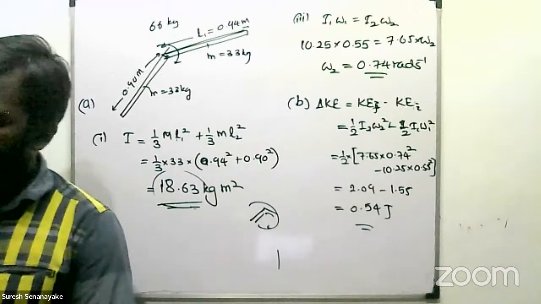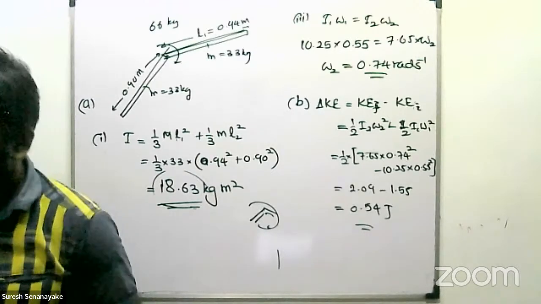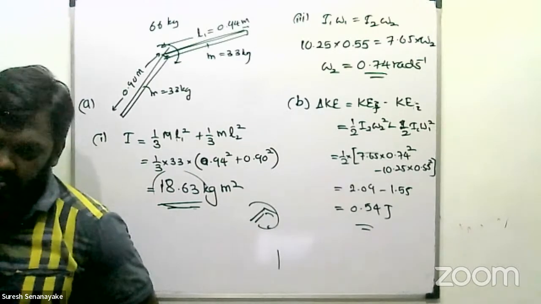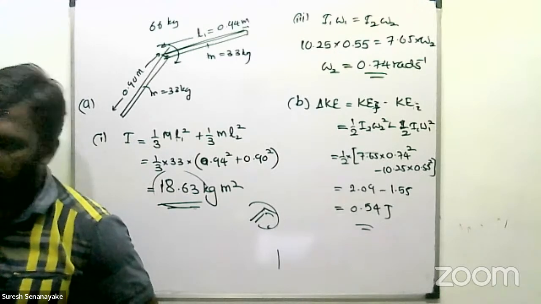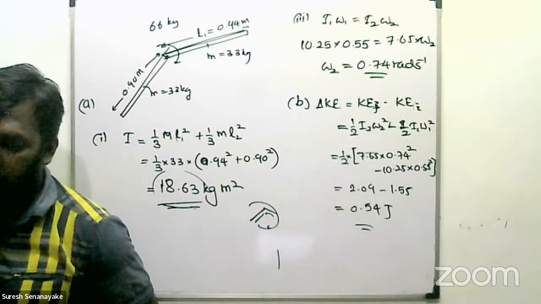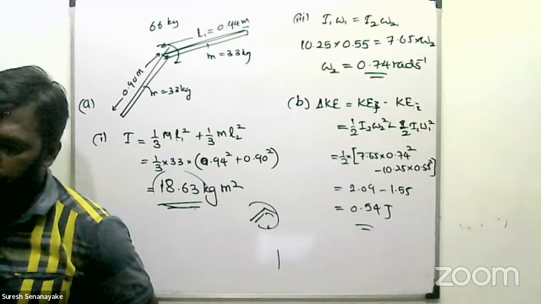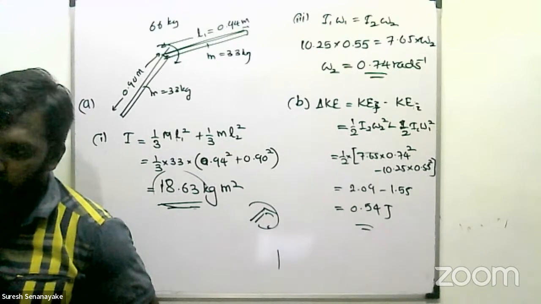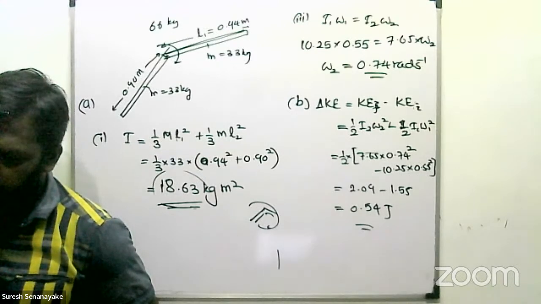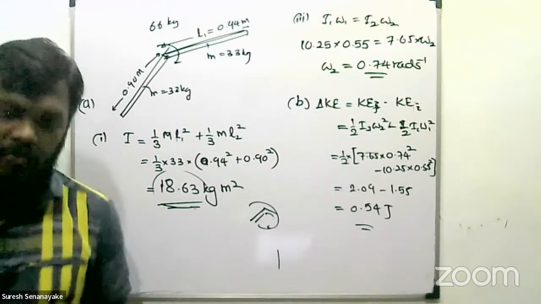Then account for the difference in rotational kinetic energies. That's the difference. The reason for this difference is how this kinetic energy is gained. How? You need to write that work is being done by the diver, right?